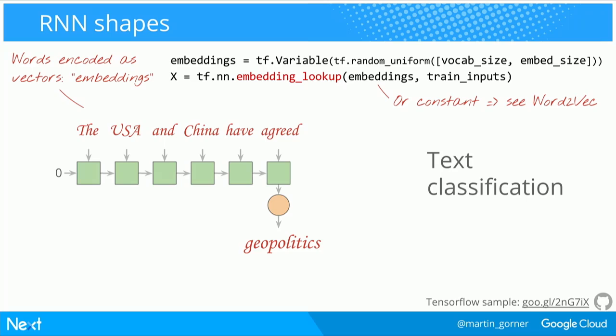And so once we have solved this problem of how to input words instead of characters, you can, for example, use a recurrent neural network like this to predict not what the next word is, but a categorization of a sequence. And this is used in newspapers to automatically categorize articles as geopolitics, science, sports, and so on. Works very well.